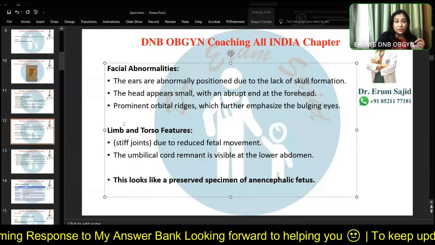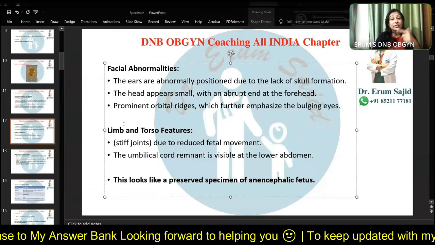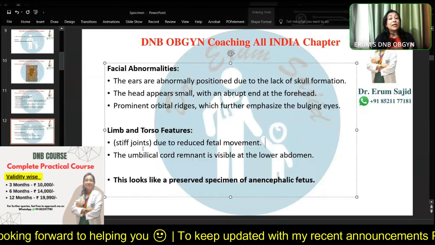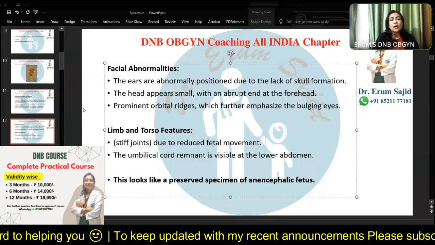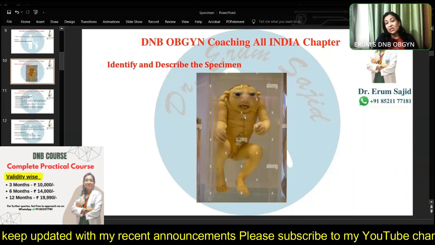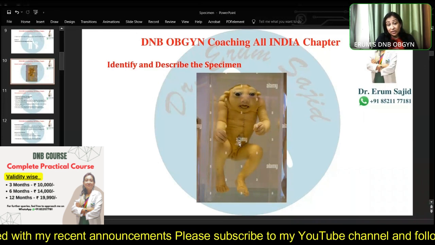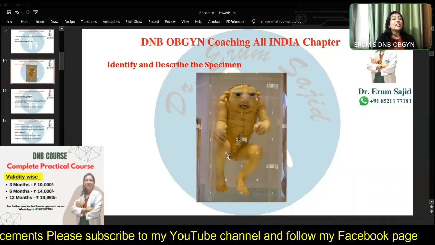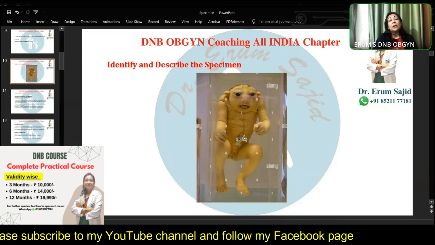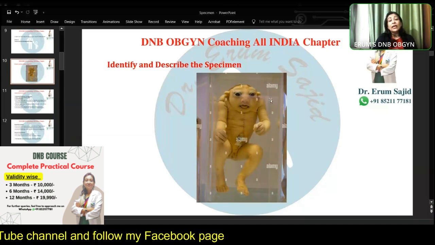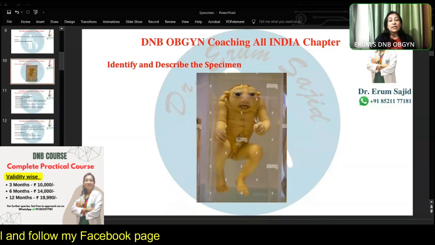The ears are abnormally positioned. Head appears small. Prominent orbital ridges. The joints are looking small because of the reduced fetal movement. Umbilical cord remnant is also available, and there is also a scar mark, if you can see over here. Probably, I don't know, is this just an artifact, or does it look like a suture line? But this is a full grown fetus, right? This is not a very small fetus, so most probably it was a post-mortem, but you don't really need to do that because it's an anencephalic baby. It will not survive anyways. So this could be the reason for the suturing, probably the midline scar.